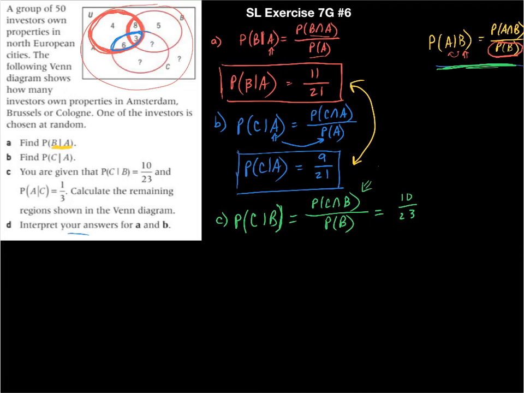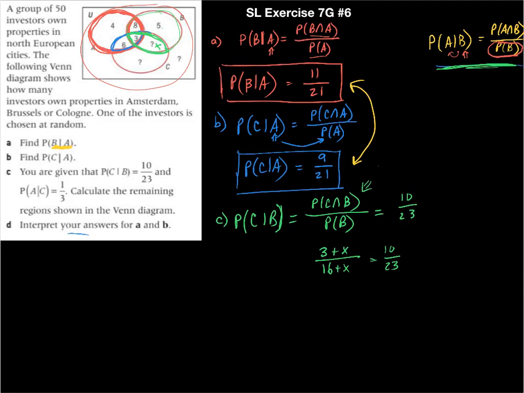Okay, so here we go, probability of C and B. I'm looking at the overlap of C and B here, which is this right here. I'm going to label that one as X. So C and B will be 3 plus X on the top. And then the probability of B is everything in this circle. So that would be 8 plus 5 is 13, plus 3 is 16, plus X, equals 10 over 23.